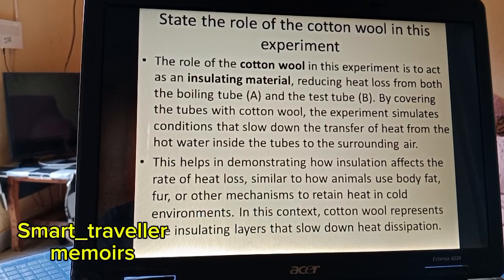The role of cotton wool in these experiments is to act as an insulating material, reducing heat loss from both the boiling tube A and the test tube B. By covering the tubes with cotton wool, the experiment simulates conditions that slow down the transfer of heat from the hot water inside the tubes to the surrounding air. This helps in demonstrating how insulation affects the rate of heat loss, similar to how animals use body fat, fur, or other mechanisms to retain heat in cold environments. In this context, cotton wool represents the insulating layers that slow down heat dissipation.